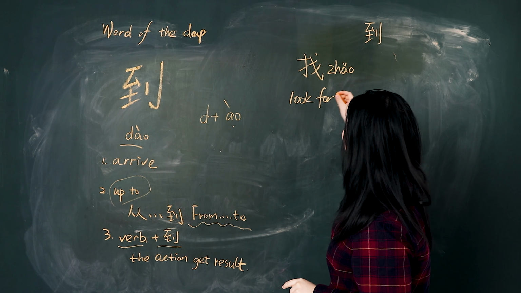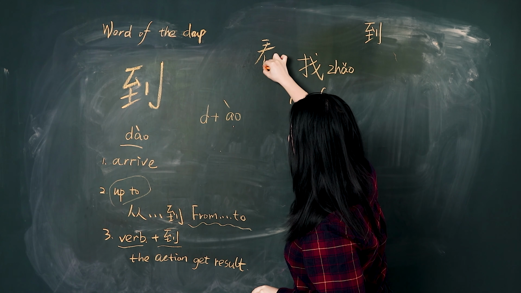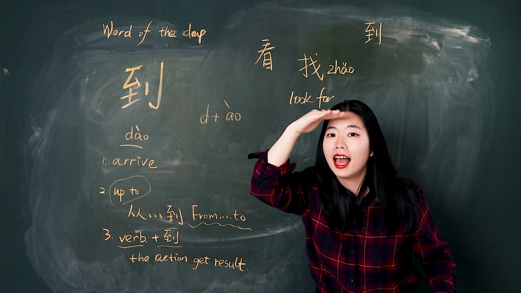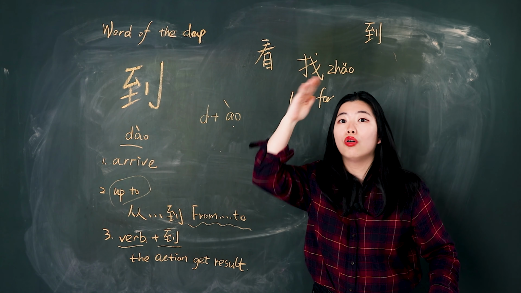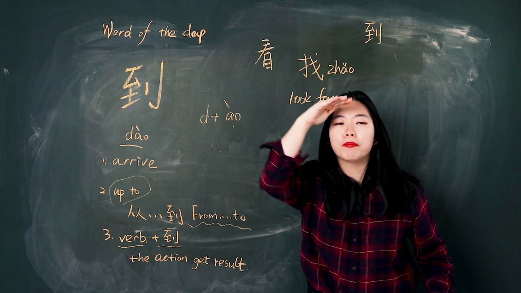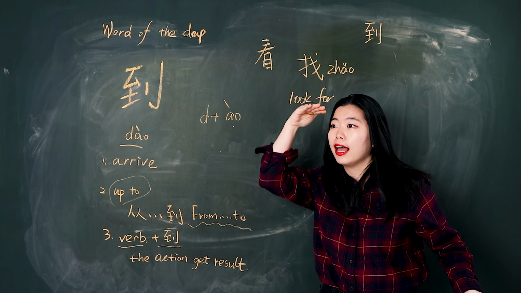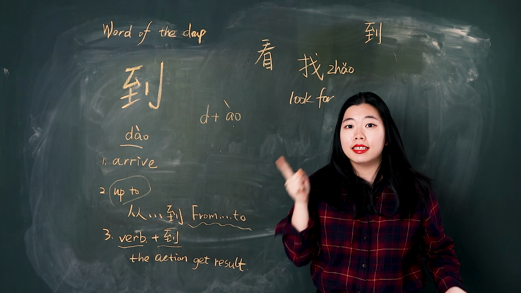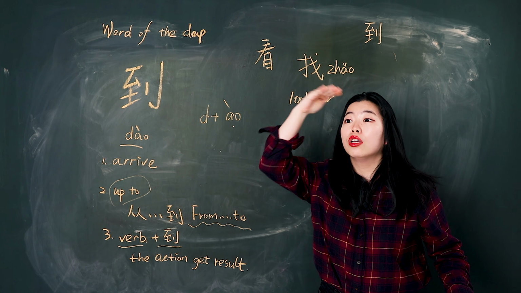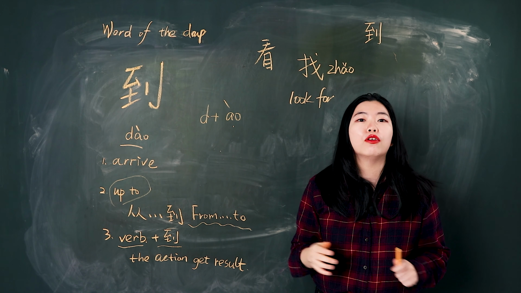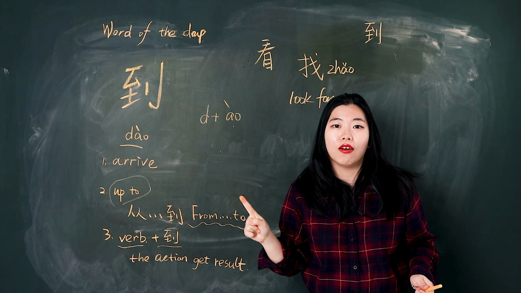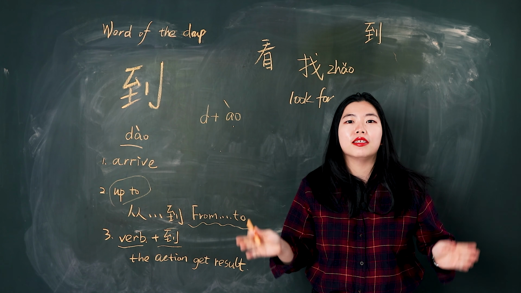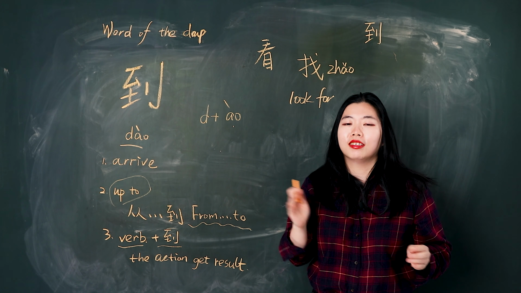Same as another one, this one we learned before. 看, watch or look. This action, but you don't know, did I look at something? Can I get a result? But if we want to say see, it means I see something. So this action has a result. We say 看到. So if a verb plus a 到 means this action got a result.